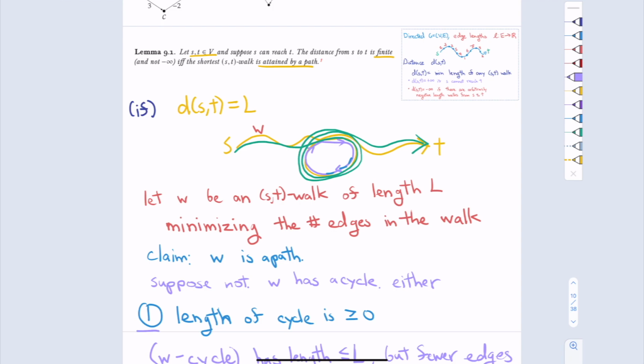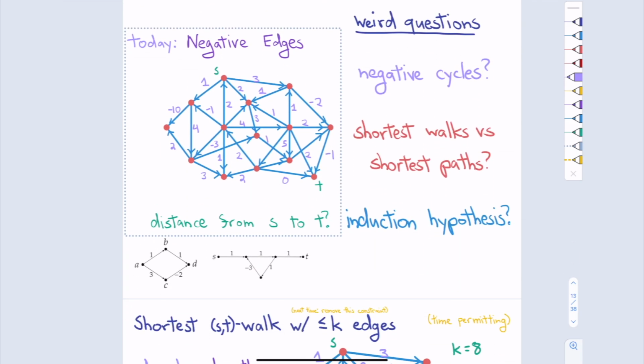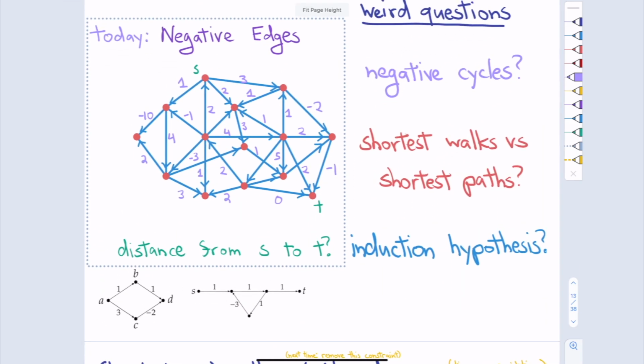But the nice thing is that it characterizes when negative infinity occurs, right? In part because negative infinity is sort of a weird thing to think about. So if the distance is finite, then at some level we can focus on paths, and negative cycles, or having any kind of cycle, anything that's a walk but not a path, is completely synonymous with getting a totally negative infinite distance.